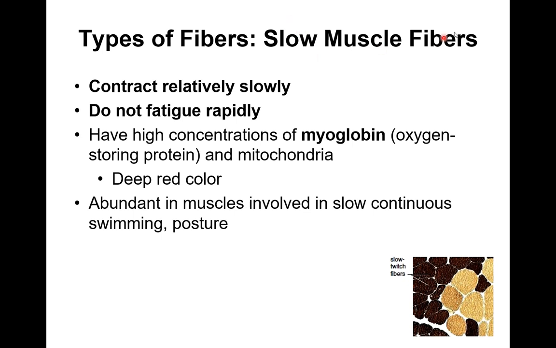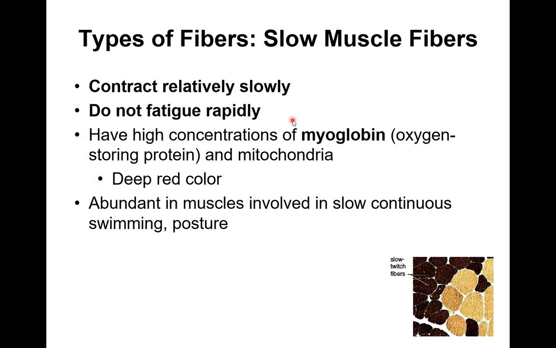Now, in slow muscle fibers, as we said before, they contract relatively slowly. Okay, and this is because the myosin heads cannot hydrolyze ATP fast enough. However, opposite to fast muscle fibers, they don't fatigue rapidly. So this type of fiber is very abundant in muscles such as those involved in your posture, swimming, those that require a long-term effort.